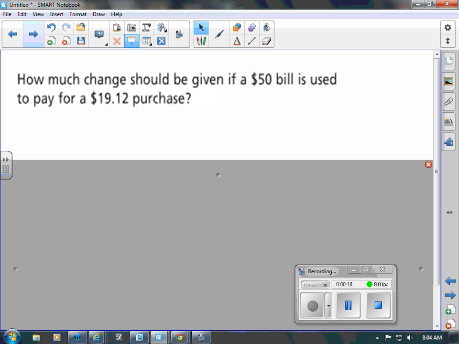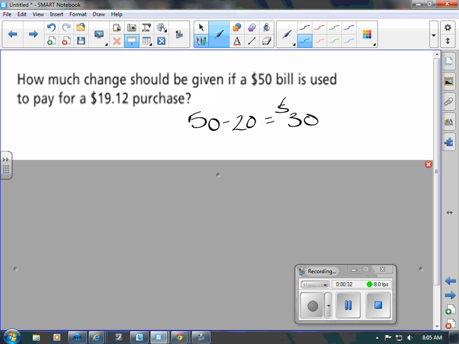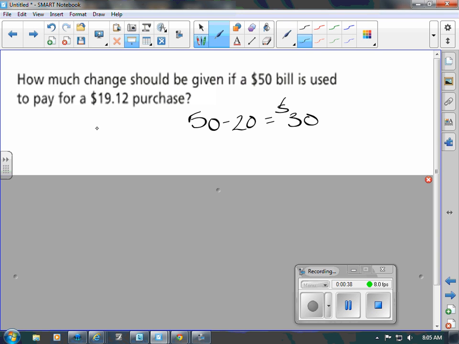So here's our first story problem. How much change should be given if a $50 bill is used to pay for a $19.12 purchase? You would use estimation to check your answer for reasonable. Take 50, subtract 20, approximately $30 then. So just making sure that your answer should be somewhere near that. Now, if you actually worked it out, you obviously would get a little bit different answer.